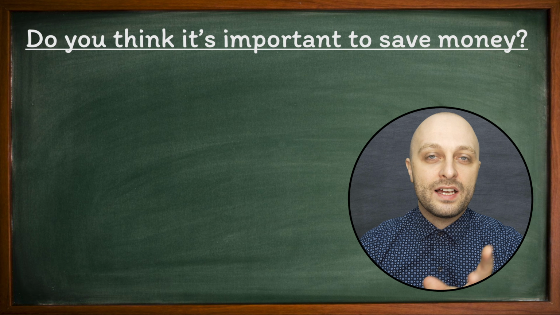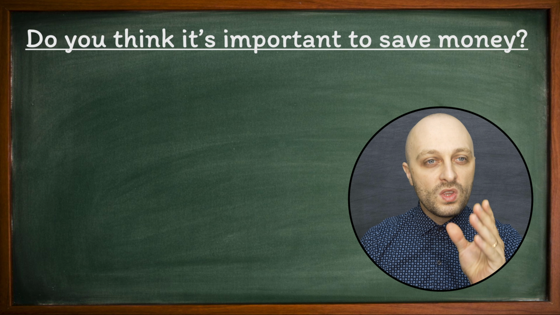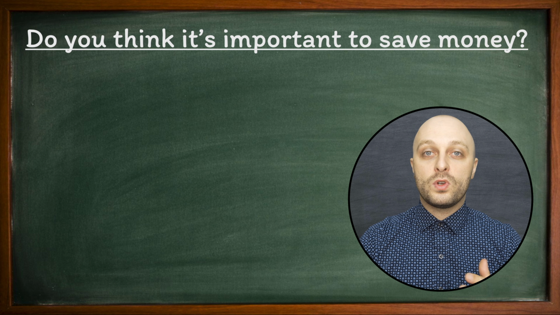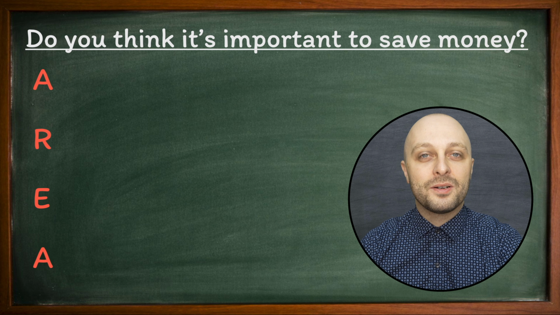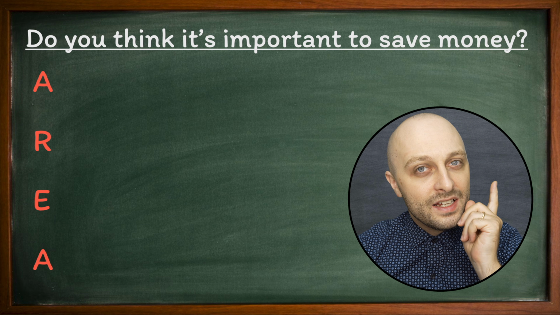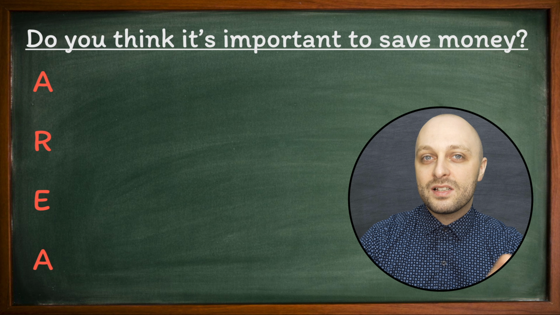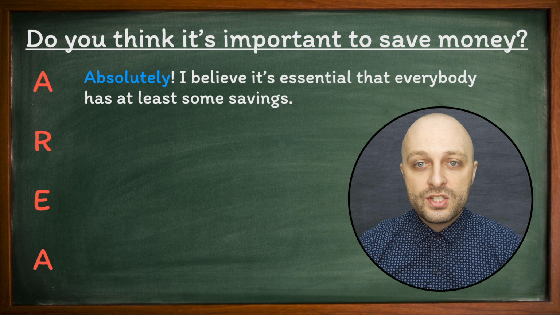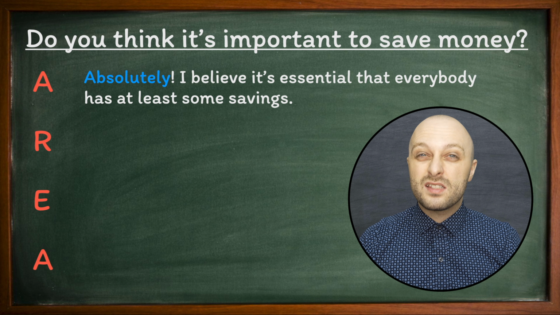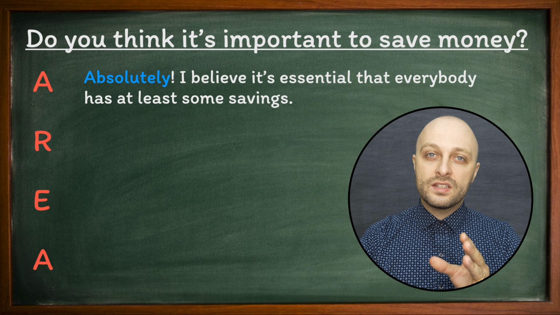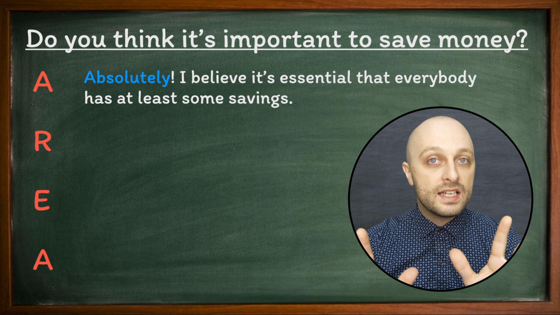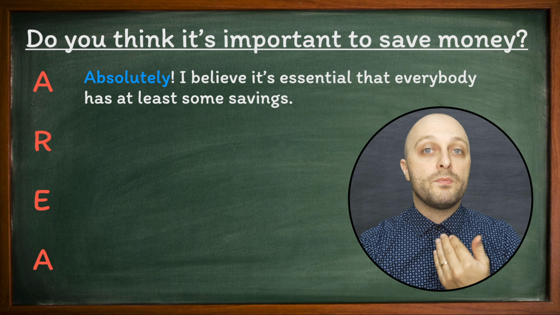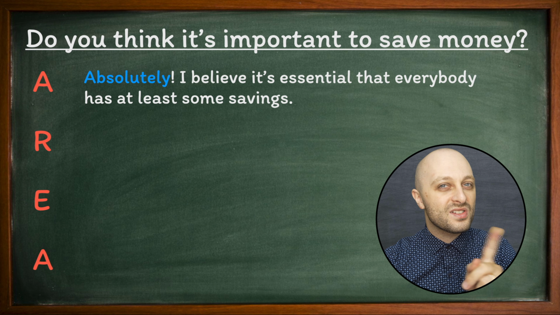So here we have a part 3 question. Do you think it's important to save money? And we will follow the AREA method, right? A-R-E-A. That will give us something like, absolutely. I believe it's essential that everybody has at least some savings. This is our answer. It's clear. The examiner understands exactly what we believe, okay? But we don't stop there.